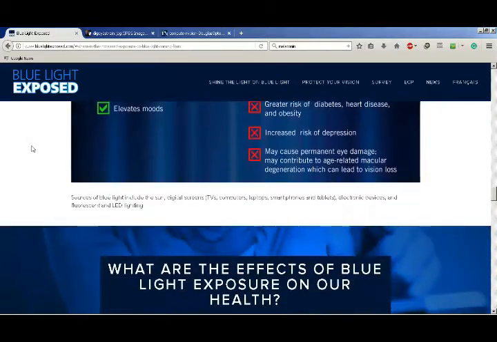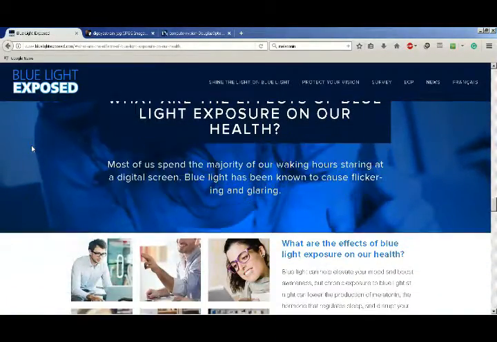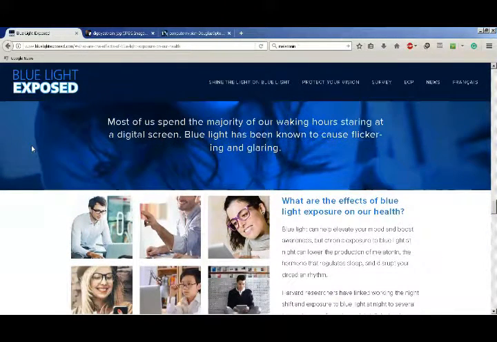So what are the effects of blue light exposure on our health? Most of us spend a majority of our waking hours staring at a digital screen. Blue light has been known to cause flickering and glaring. We'll get into that also in our next video, where we'll discuss another cofactor in what's causing digital eye strain.